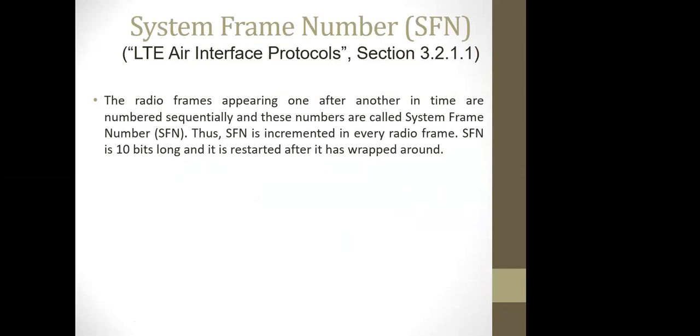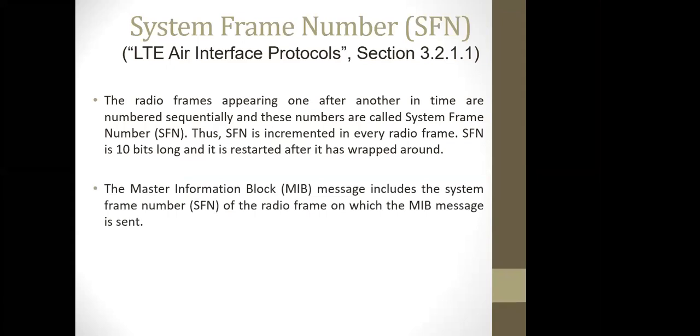It's a 10 bit long number. So after you wrap up the whole 10 bit sequence, you restart. Again from 000, you restart the numbering, and these numbers are broadcast. On every alternate radio frame, the network broadcasts the number. It is broadcast in a system information message called the master information block.